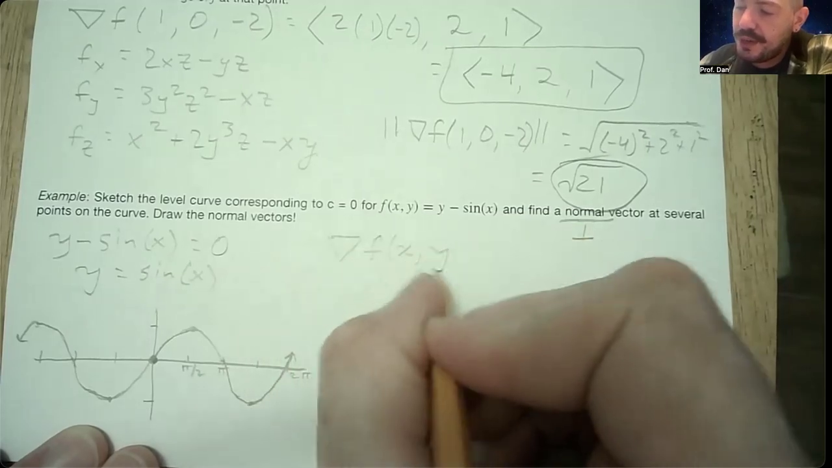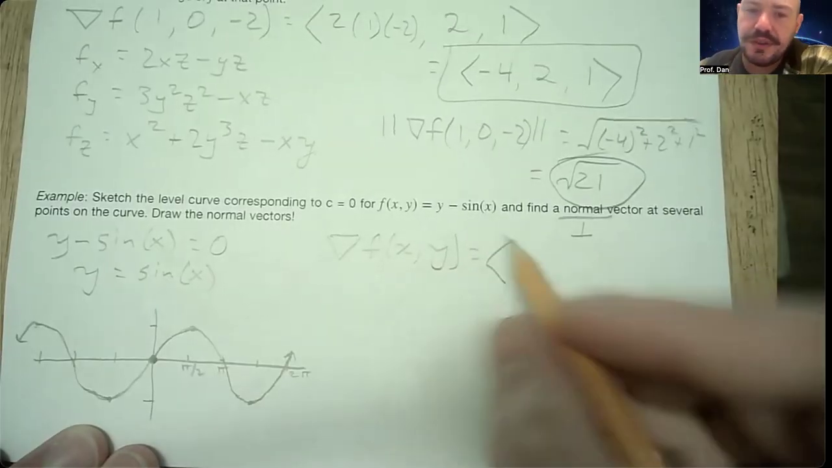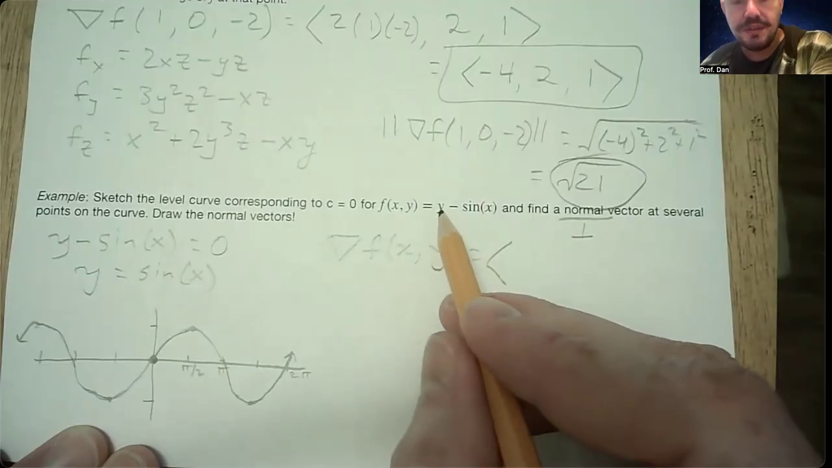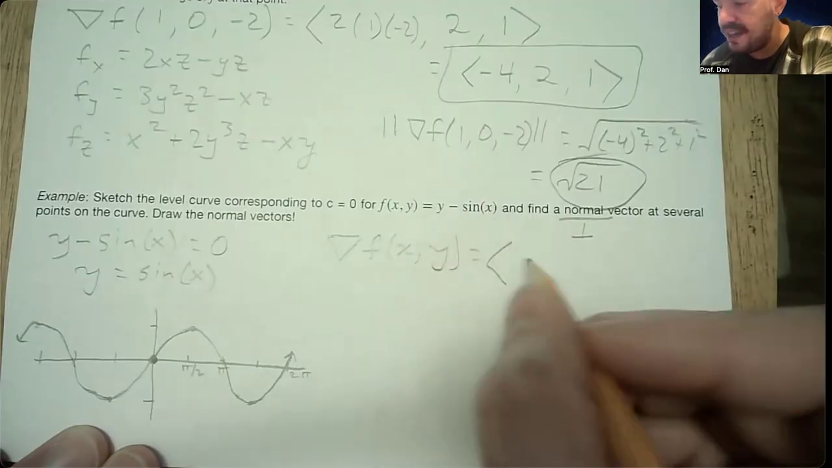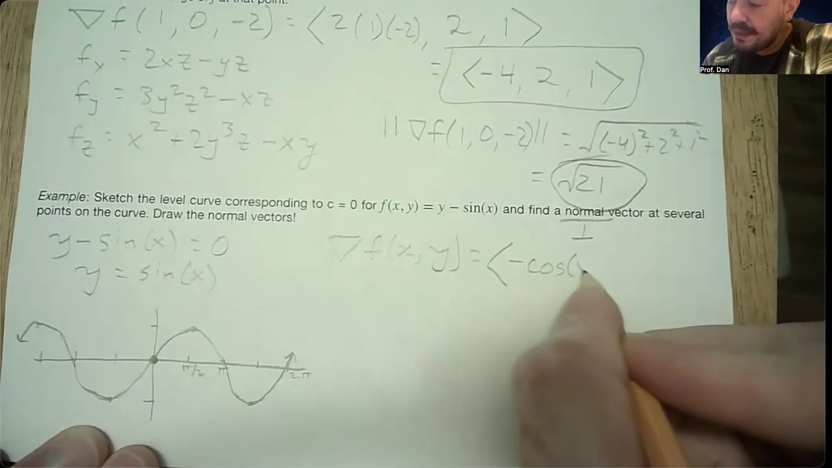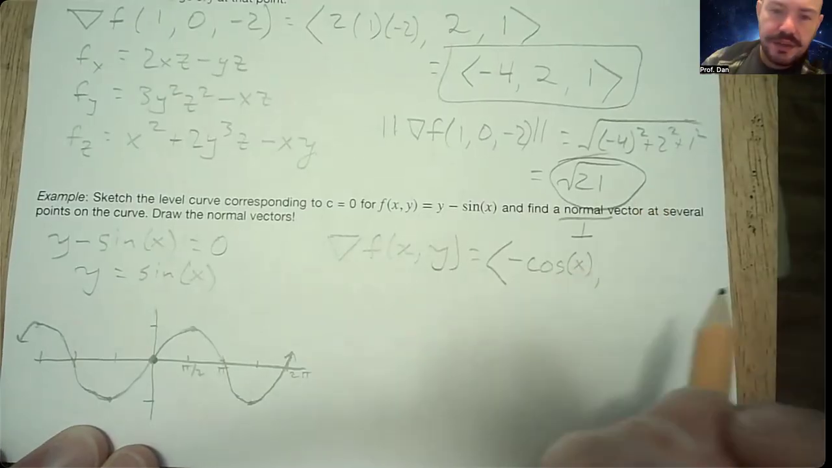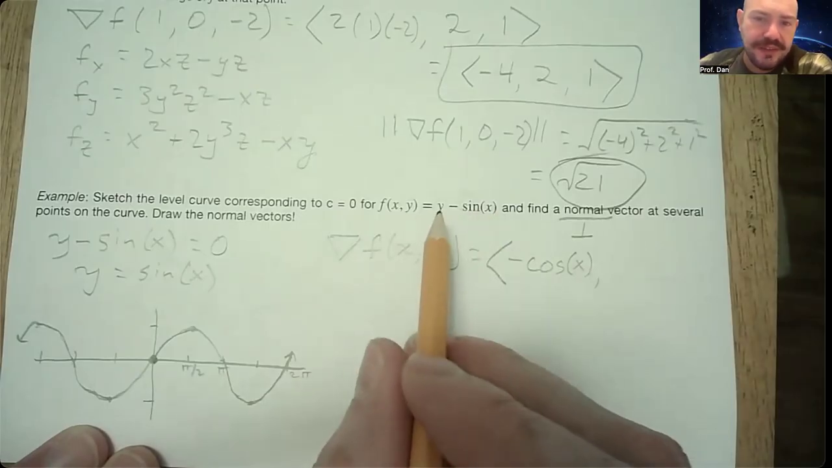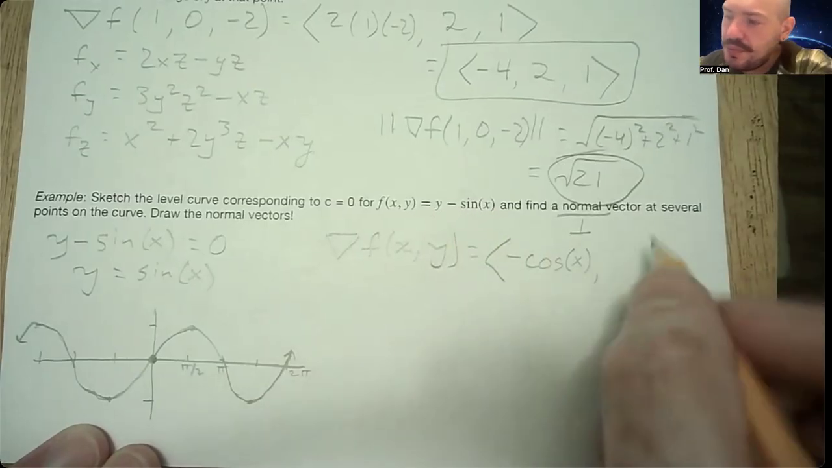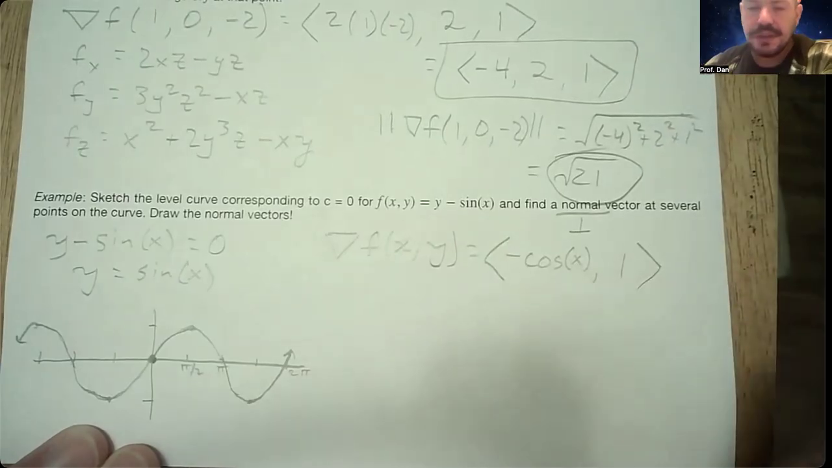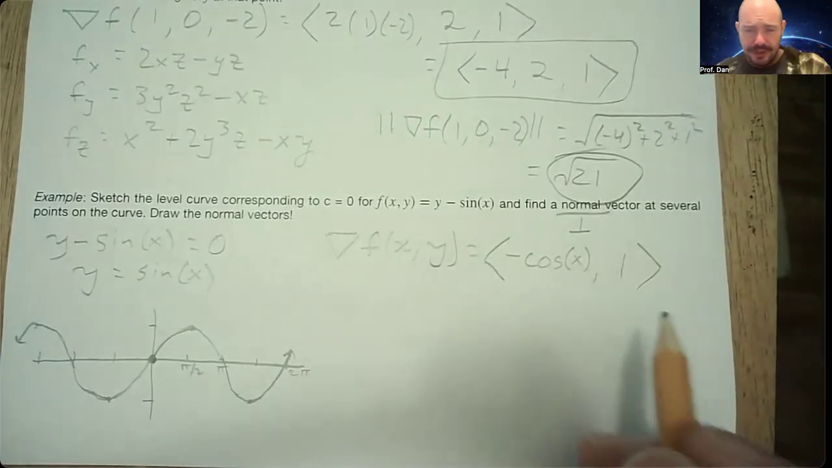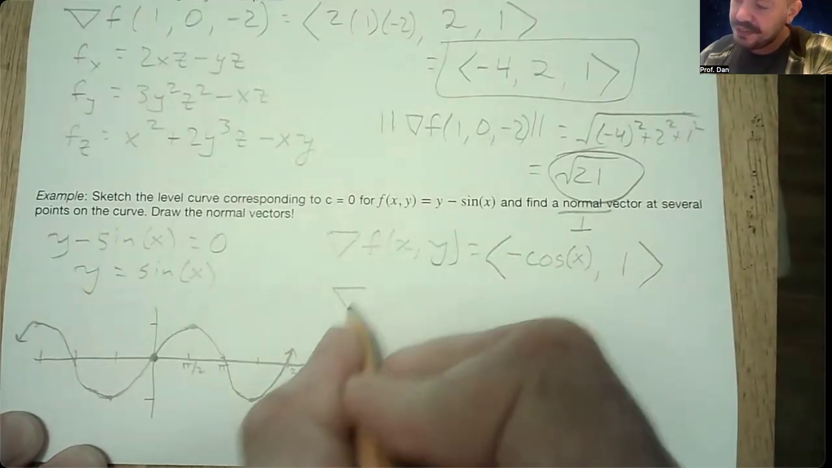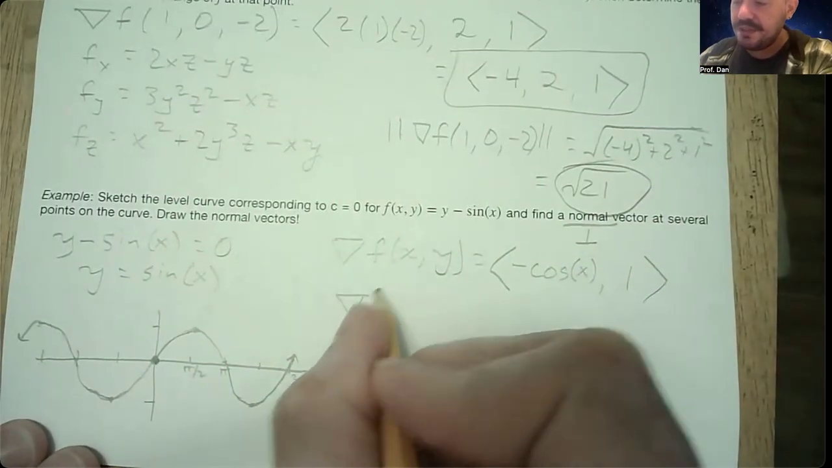for any point xy is a vector whose x component is the partial with respect to x. So that would be negative cosine x. And the y component is going to be the partial with respect to y. So 1. That's our gradient.